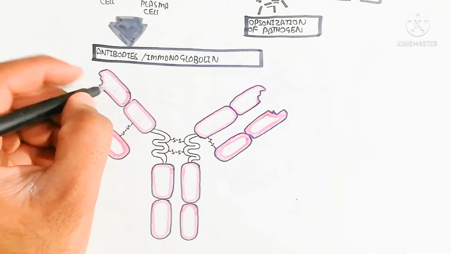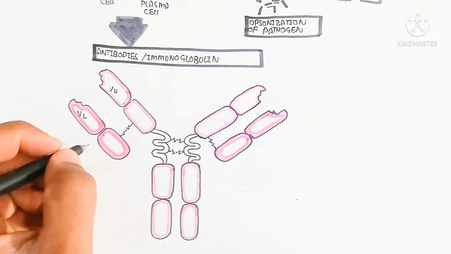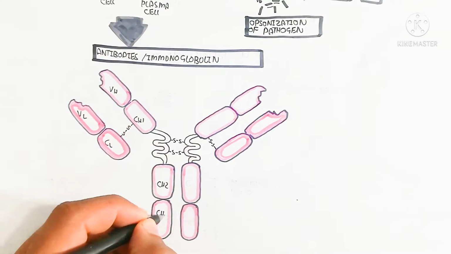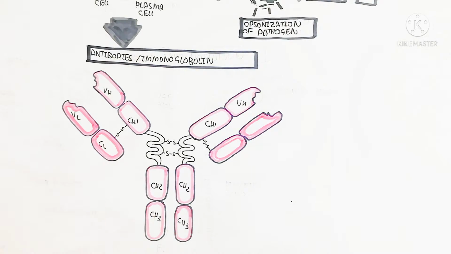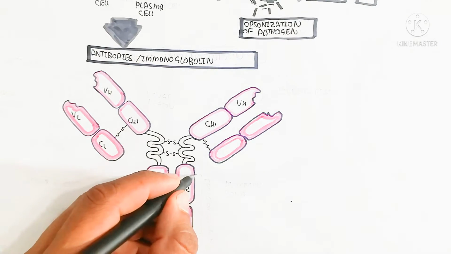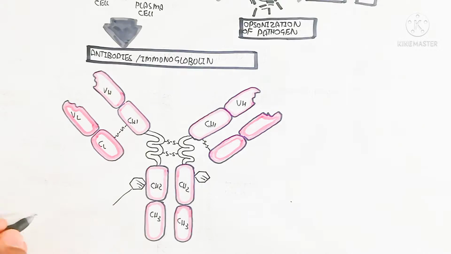So here I am drawing the antibody, the immunoglobulin, as a bigger picture for understanding. It contains two chains: two large chains and two smaller chains, the heavy chains and light chains.